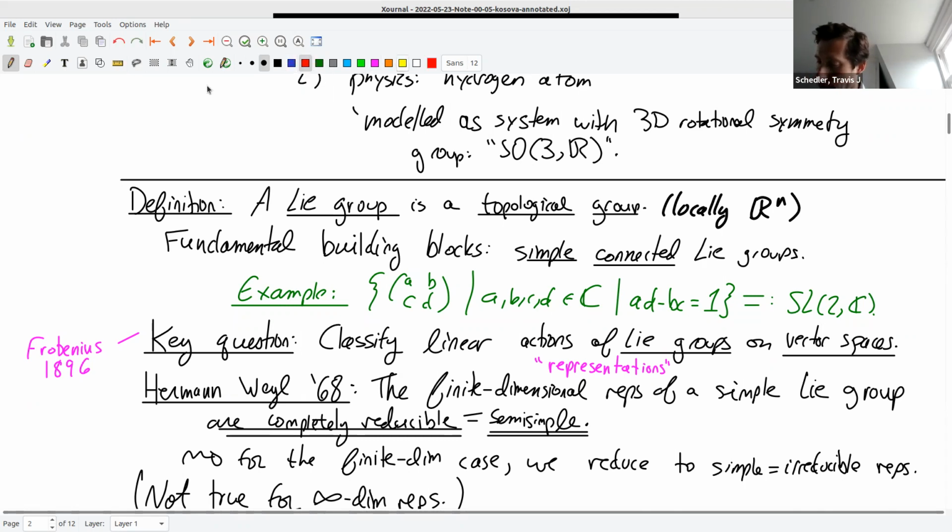Okay, right. So the key question is, how can we classify these sorts of things? And how can we classify the ways in which they act by symmetries? So we're going to try to classify linear actions of groups like this on vector spaces. And Frobenius in 1896, I think, is considered as having begun this program of understanding the ways in which groups act. So he was taking, for example, permutation groups and other groups and looking at ways that they can act on vector spaces.